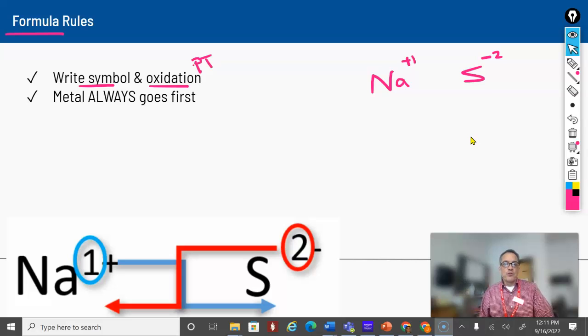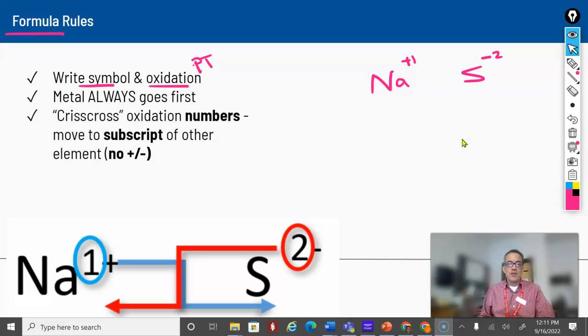We always put the metal first. Again, looking at the periodic table, the metal is always on the left and it always comes first. And then our next step is we do this thing called a crisscross. If we crisscross our numbers to the bottom, we're going to put them where what we call a subscript. We talked about superscripts at the top. We've got subscripts at the bottom. So the idea is that this 2 is going to end up going down here, and the 1 is going to end up over here.